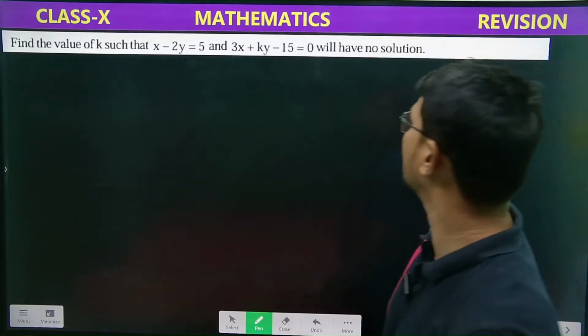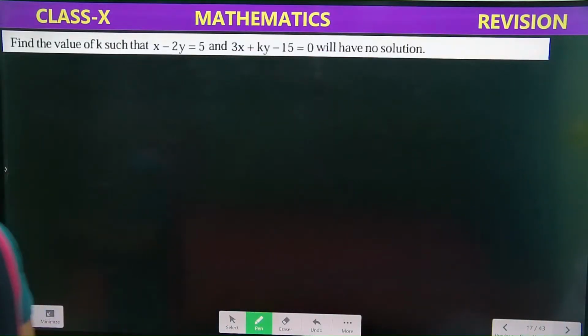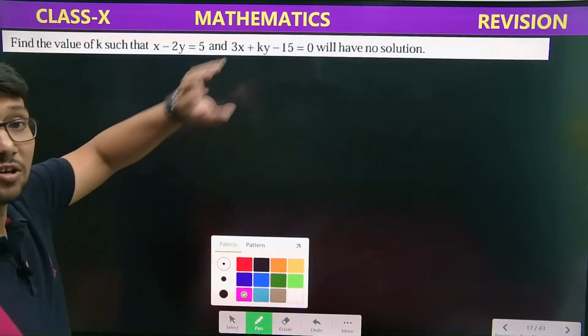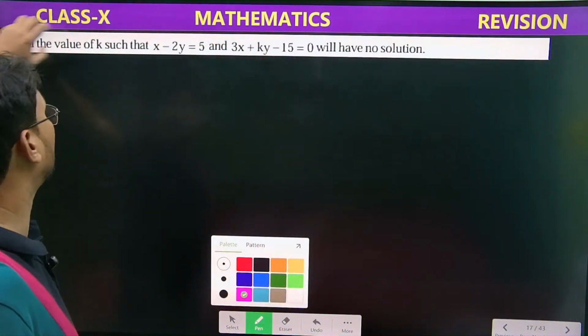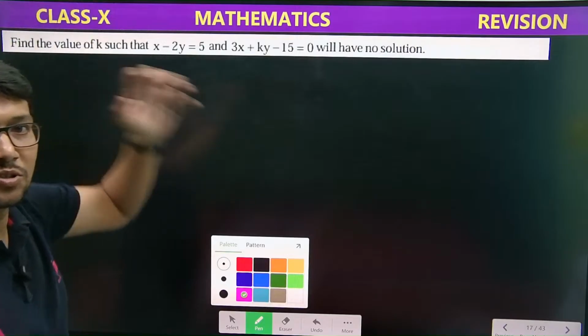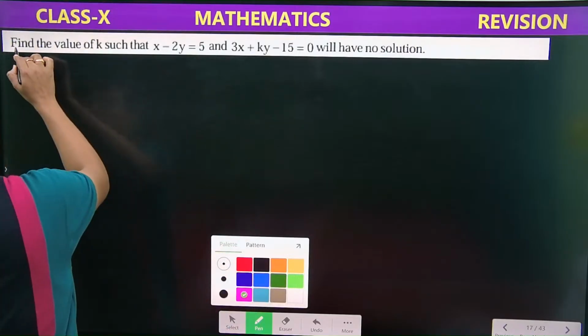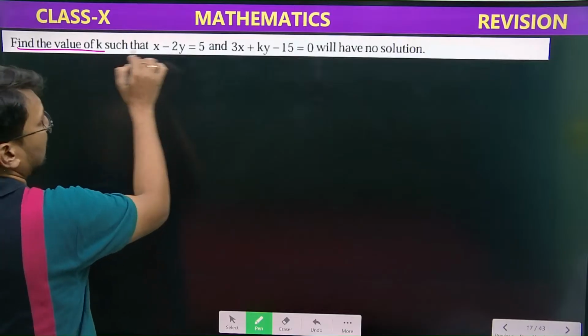Now this question is from linear equations. Solve it quickly. Check the question. The same thing you'll do in the exam. First properly read what each question is asking, and accordingly you'll act. It is asking to find the value of k.